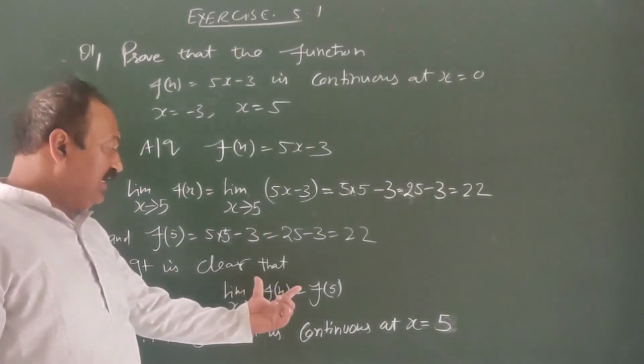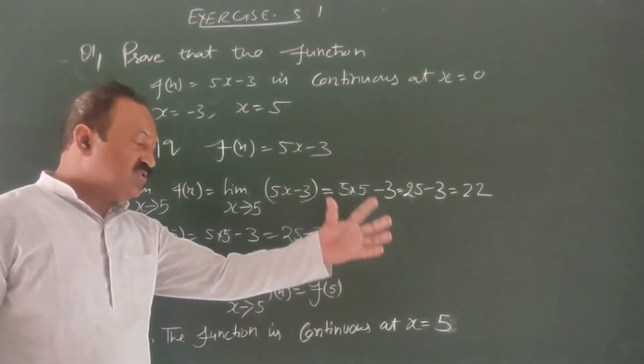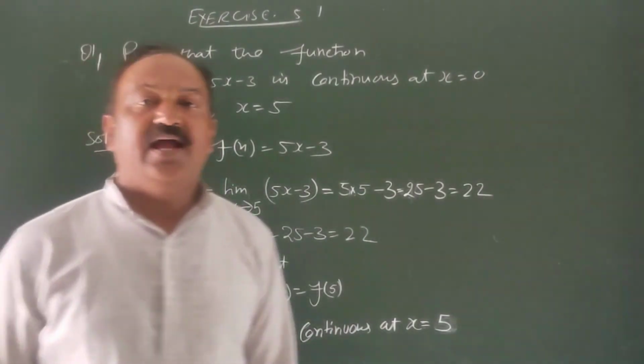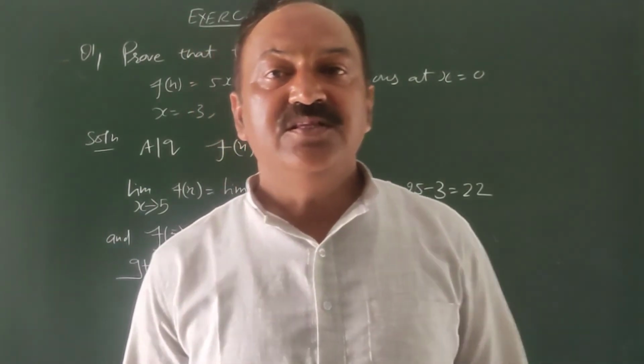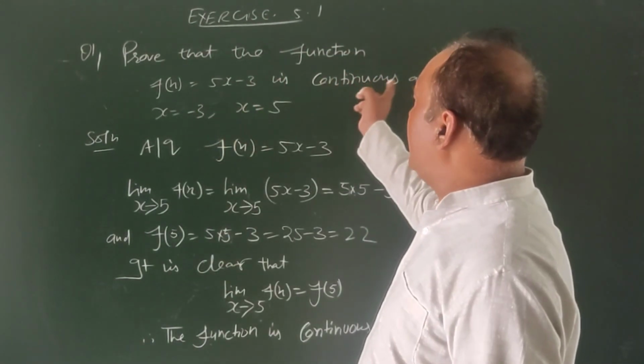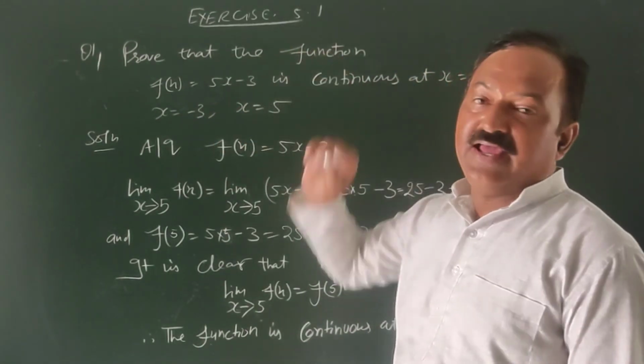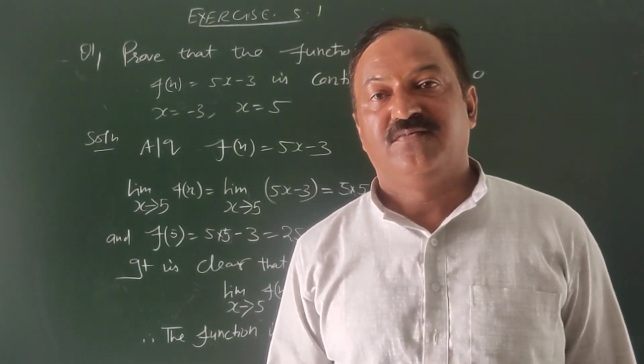Hence, it is clear that these two values are same. Therefore, the function is also continuous at x is equal to 5. So, in this way, we can prove that the function is continuous at x is equal to 0, x is equal to minus 3 and x is equal to 5. That's all.